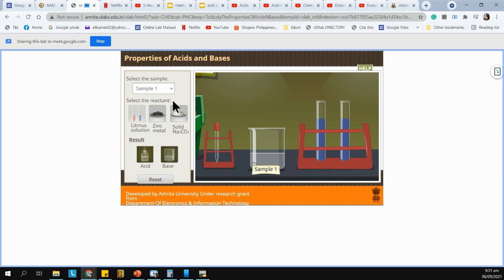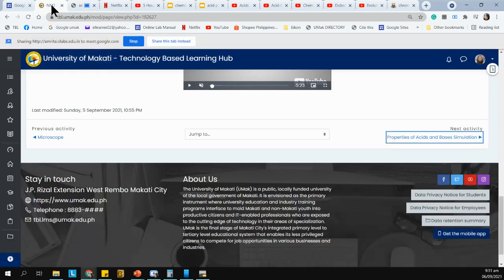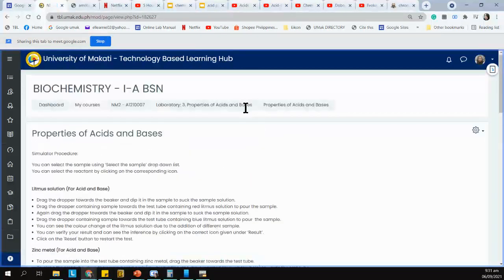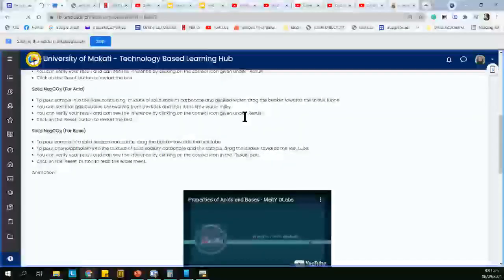So, given sample 1, sige, giveaway ko na yung sample 1. So, click na si base, yan. Okay? So, yan. Then, usually may lalabas na inference. Okay? Now, on going back to our TBL Hub here, andon sa third page, or third item, sa activity, yung sasagutan ninyo. Okay? Wait lang ha. Matagal mag-load siya.